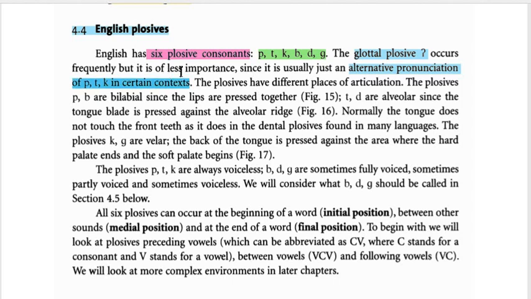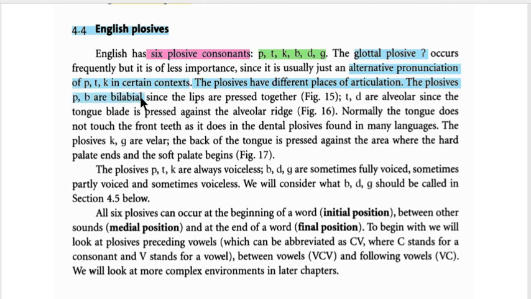The glottal plosive occurs frequently, but it is of less importance since it's an alternative production of P, T, K. So instead of saying, for example, "matter," in some contexts I say "ma'er." Or instead of saying "what happened," sometimes they say "wha' happened." So this glottal plosive replaces the consonants in some circumstances.